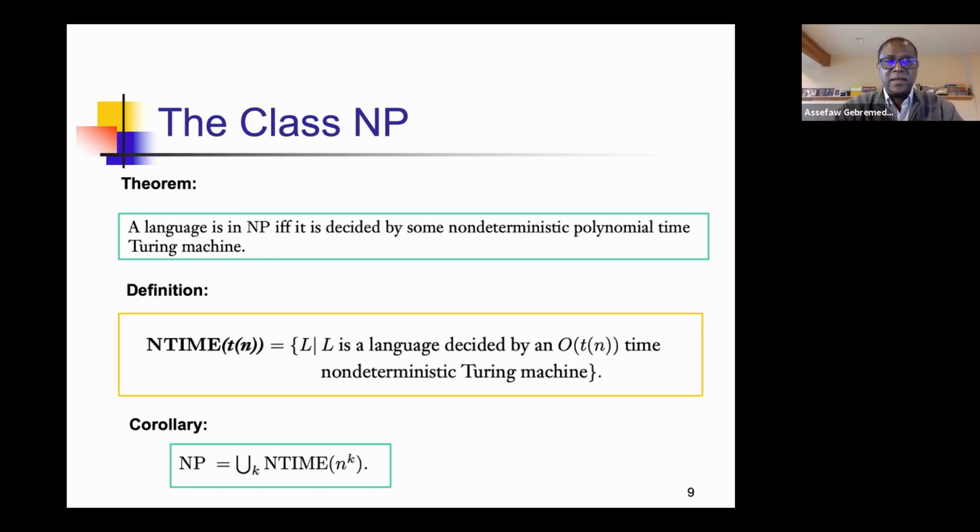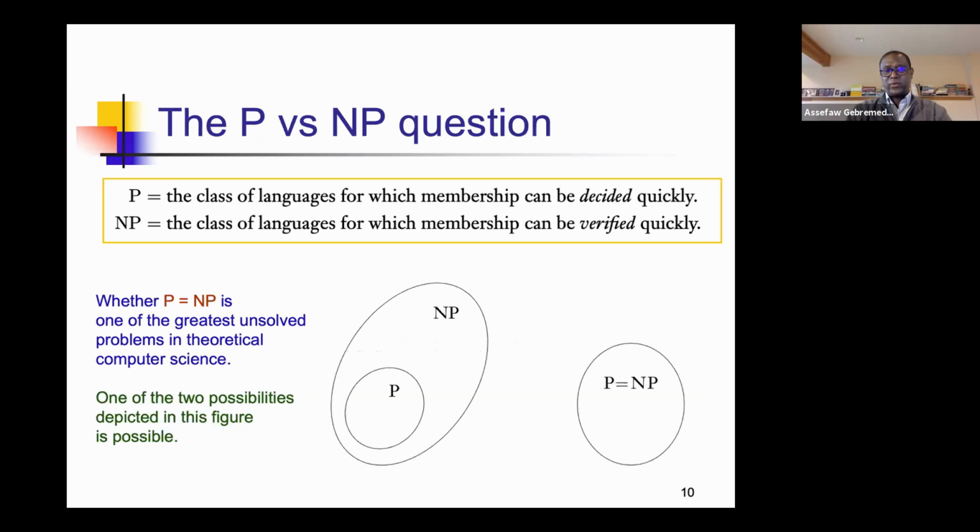But the result says we call a language NP if it could be decided by a non-deterministic polynomial time Turing machine. So they are equivalent. Verifiable in polynomial time means I have a polynomial time non-deterministic algorithm, or Turing machine, that would decide it. And so we call this class NTIME, and we take the union of this, and we call that class NP. That's why it's now called a corollary. The NP we defined earlier, in the previous slide, slide 8, is the same class as this one, and so they are equivalent.